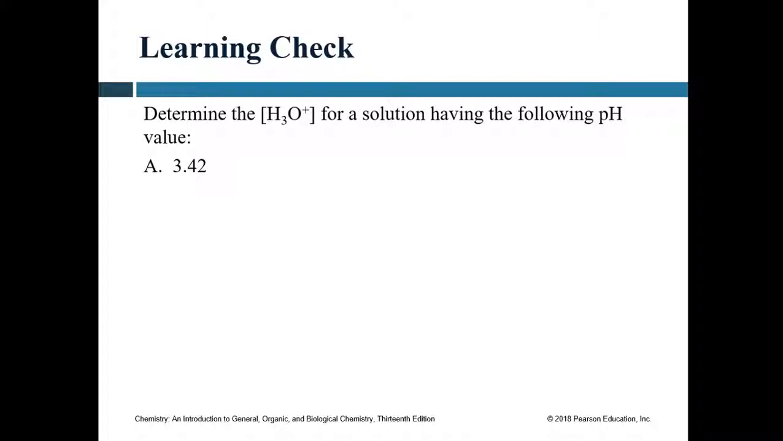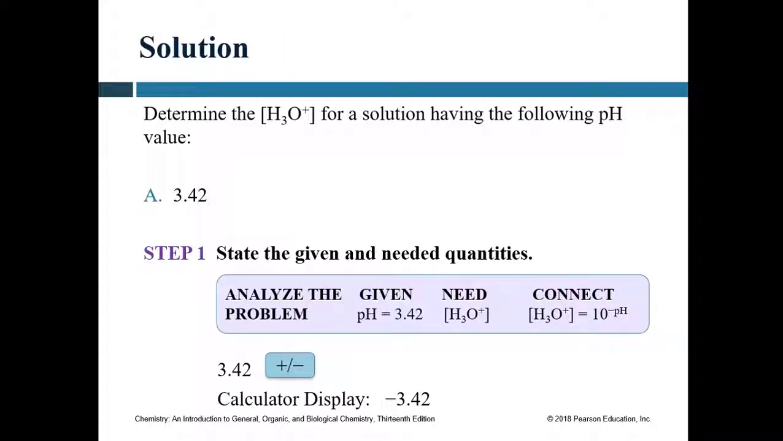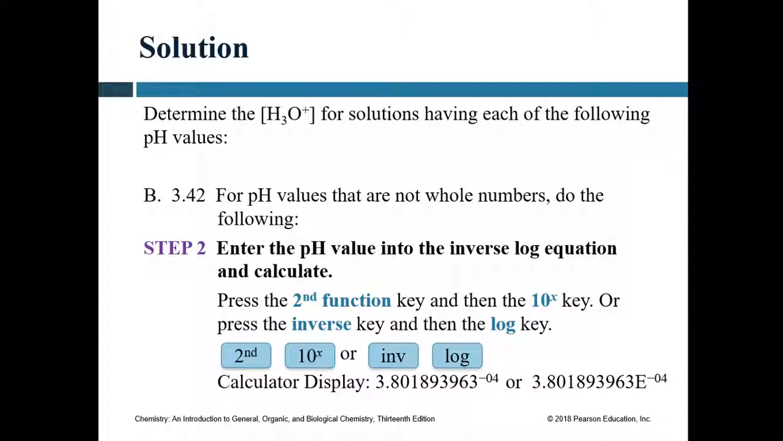Determine the hydronium ion concentration for a solution having the following pH value, 3.42. All right, so here we go. We state the given and needed quantities. We're given the pH, and we need a hydronium ion concentration. And so we're going to plug in for our formula. The hydronium ion concentration equals the second log, which is your inverse log or second 10^x, then negative the value.